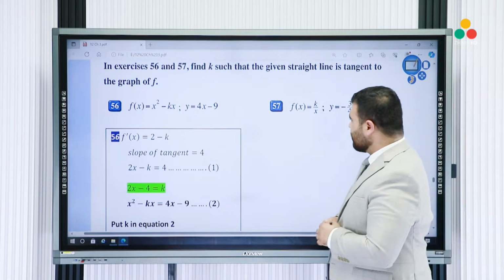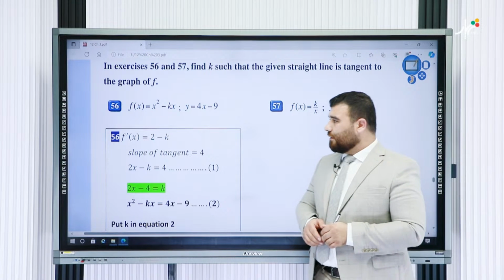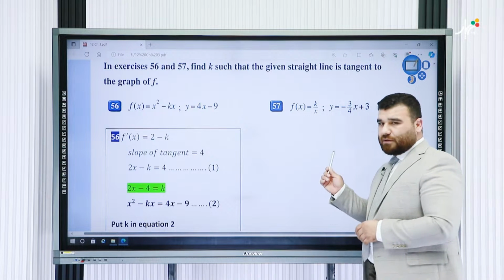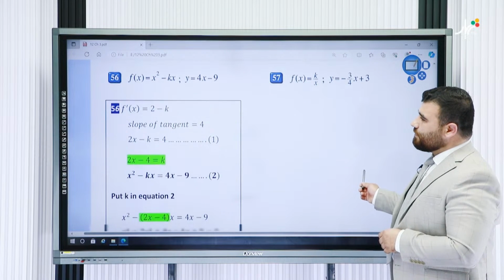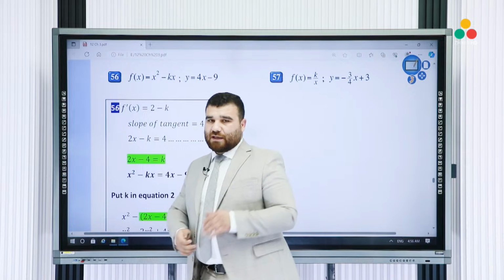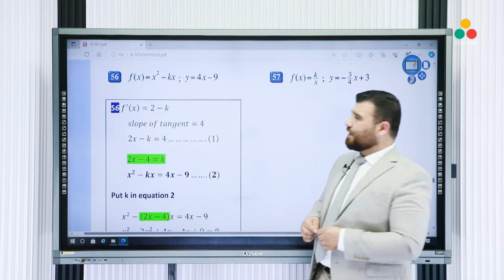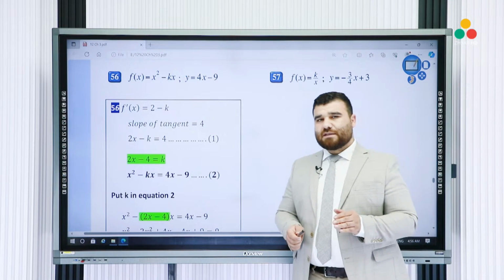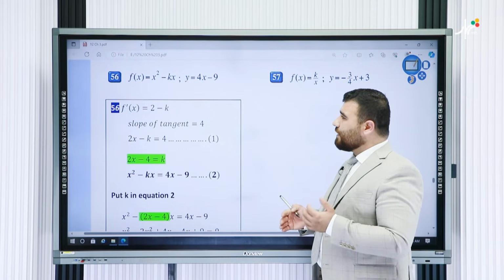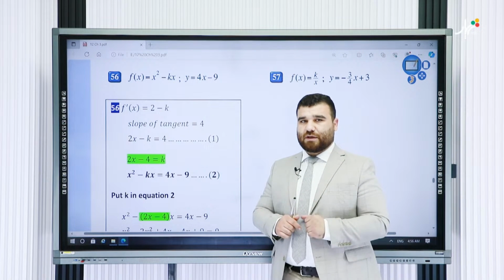Question 56 and 57, there is a missing value, k. Let's do 56, and 57 will be your homework. I want to tell you some ideas about how to do it. Question 56. A function is given, x squared minus kx. K is missing. Y is equal to 4x minus 9. This is the equation of tangent. But we need to find the value of k to make this line tangent to the curve.